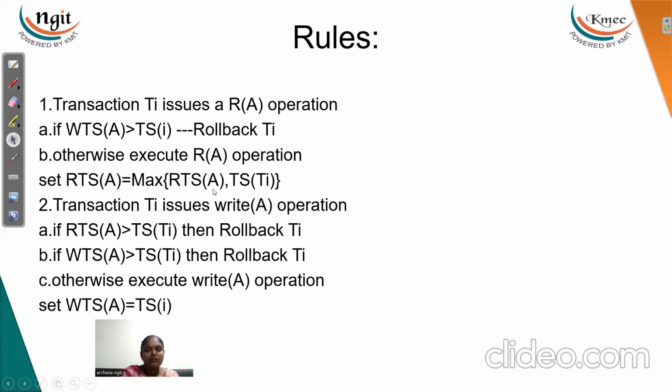When write operation is performing, then we need to check both A and B options. So here for write operation, if the read timestamp upon a variable is greater than the timestamp of Ti, then we need to perform rollback, or otherwise we need not. If the write timestamp upon a variable is greater than the timestamp of Ti, then we need to perform rollback operation. If both the conditions are not met, then otherwise we need to execute write operation upon a variable, and we need to set the write timestamp value as the last transaction number, right?